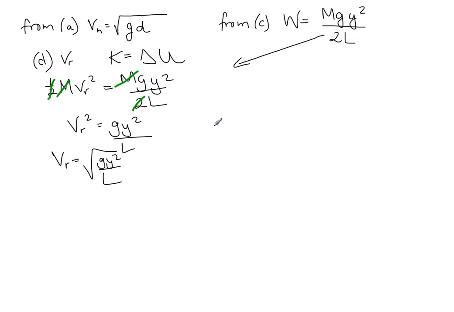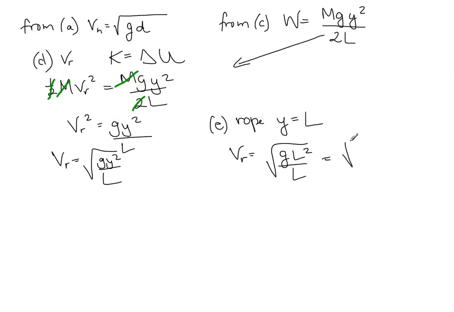That's part D. Then in part E, they ask you to compare the velocities when the thing on the table is all the way off. So, for the rope, when y is equal to L is when the rope is all the way off the table, right? So we just substitute in, instead of y in this equation, we're going to put L. So the velocity of the rope in that case would be the square root of g times L squared divided by L, which is equal to the square root of GL.